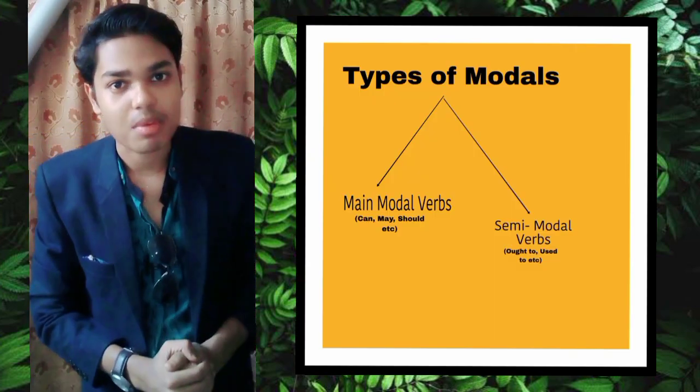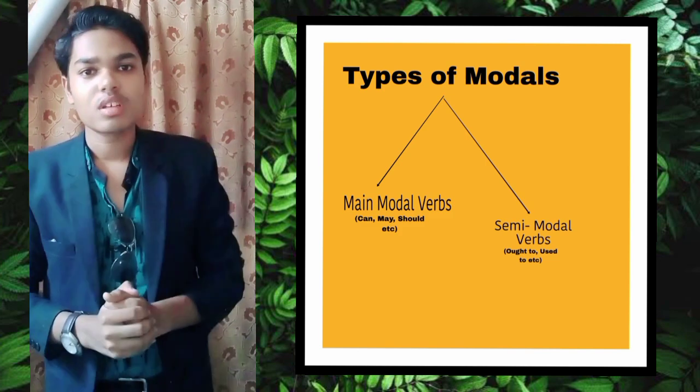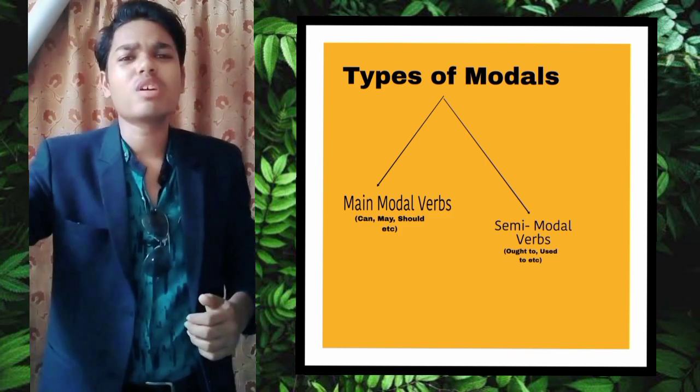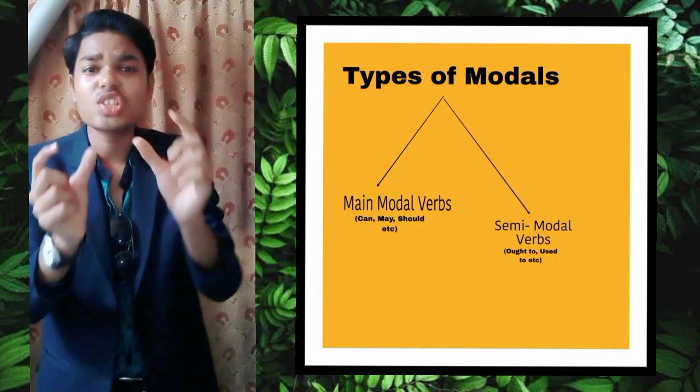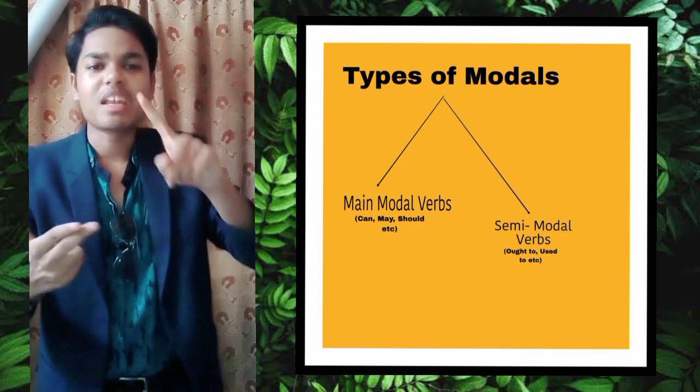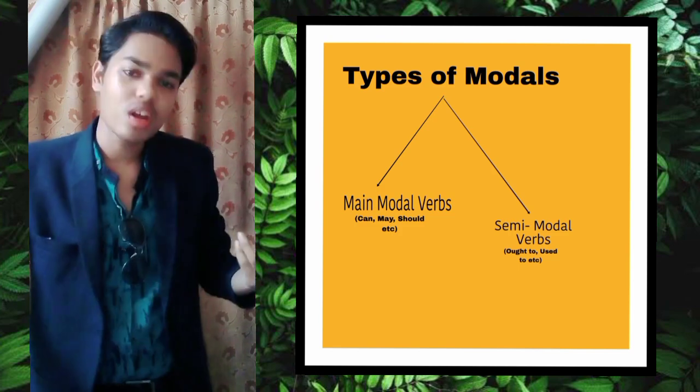Now come to the next point: how many types of modal verbs are there in English grammar? Generally there are two types. The first one is main modal verbs. Those words which are exactly used as modal verbs are referred to as main modal verbs, like can, may, might, should. All these are main modal verbs.